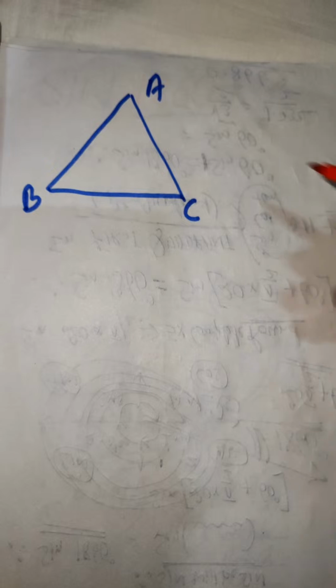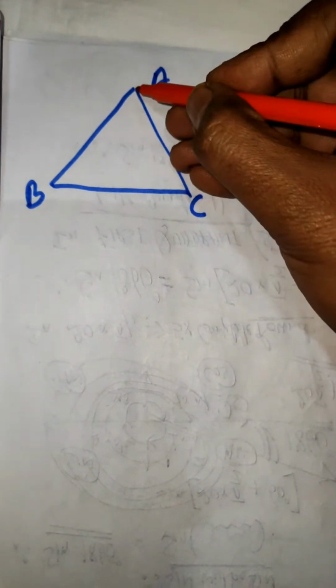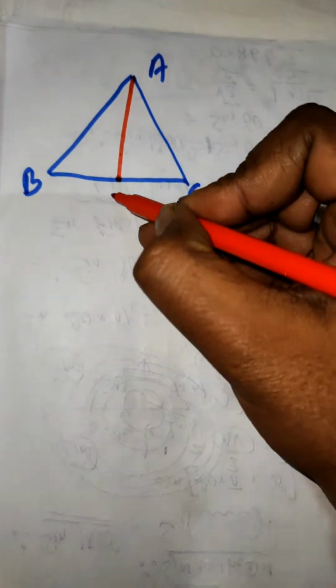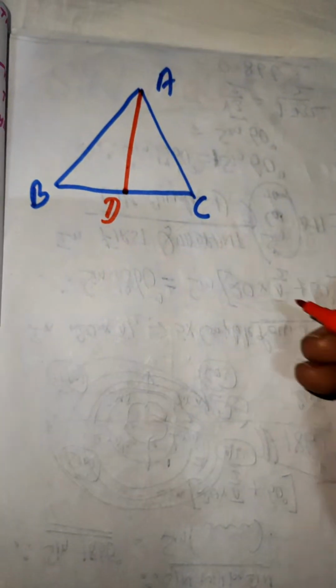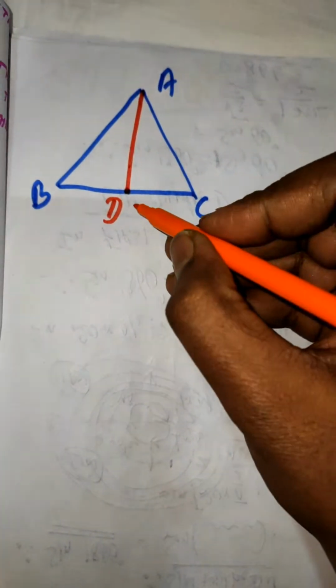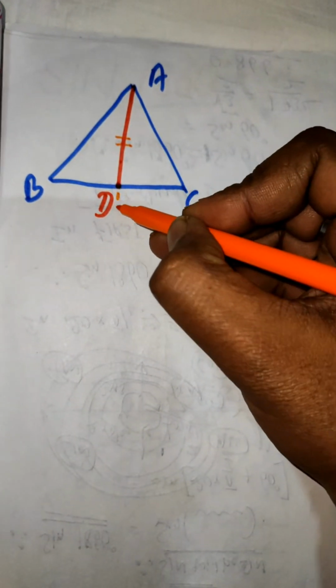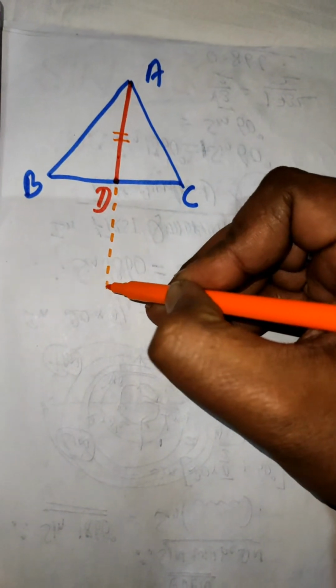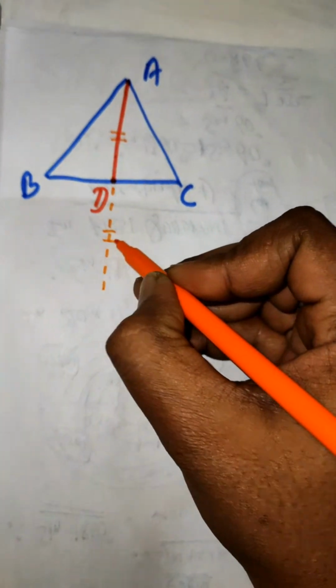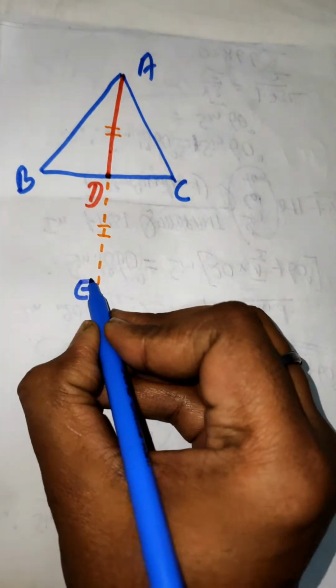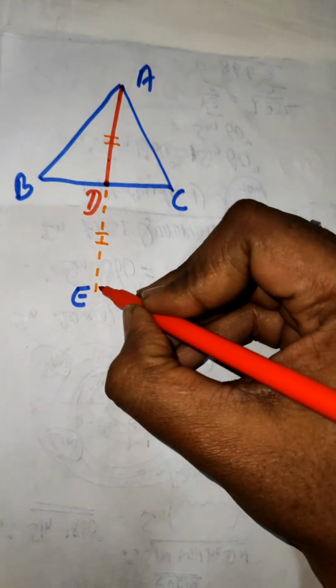Now, if AD is the median, let's say this is the point where the median meets. Then this is AD. Then what we do? If this is AD, just extend it so that AD equals DE. If this is E, I am changing the pen multiple times so that it will be clearly visible. And now connect E to C.